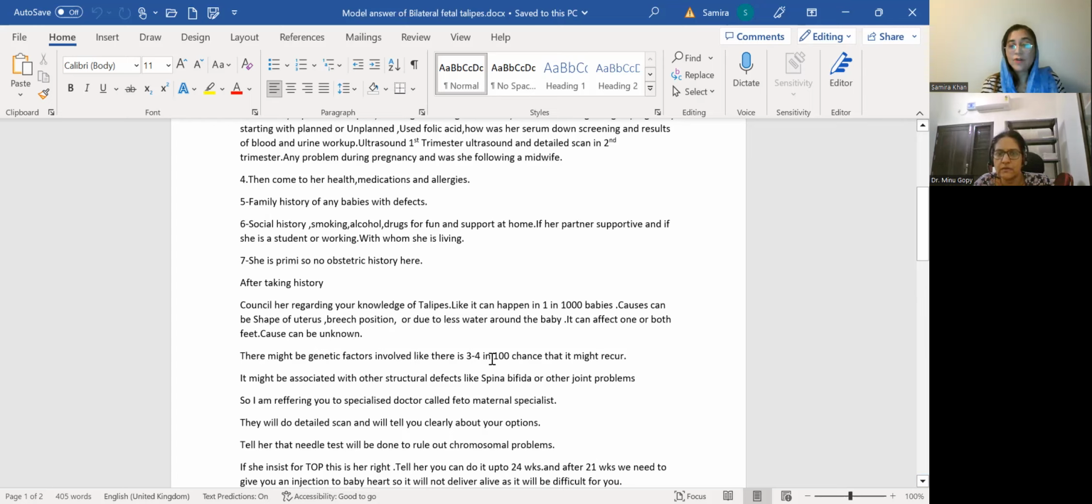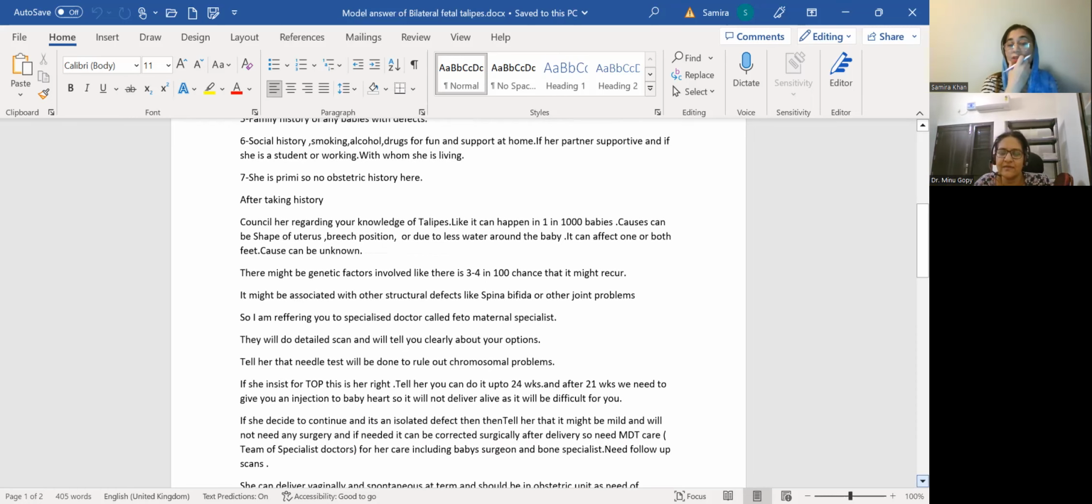Like there's a 3 to 4 in 100 chance that it might recur. Oh, there is a recurrence. I forgot about it. I'm writing it, of course, from a source. So 3 to 4 in 100 chance. If you don't remember, no one's going to give you negative marks for not telling this. It's okay. It might be associated with other structural defects, like a problem with the spine or joint problems.